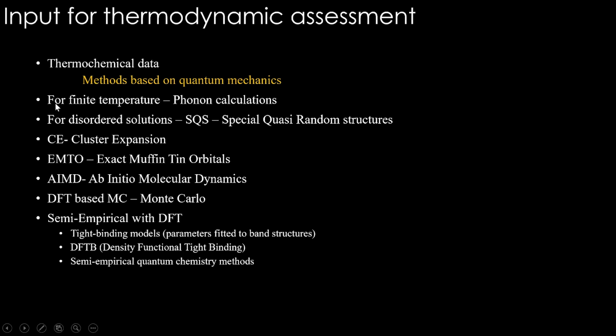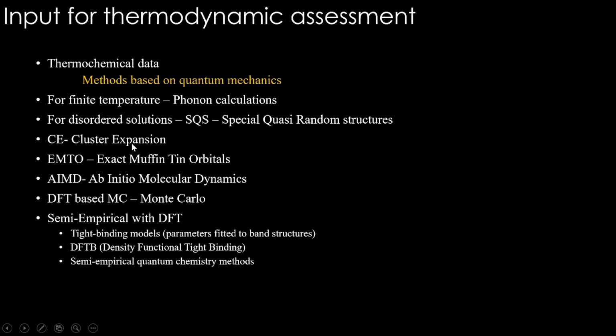Okay. So we said 0 Kelvin temperature, 0 Kelvin energies we are getting. But what about the practical high temperature energies? We call them finite temperatures. So for finite temperatures, we need to do something called phonon calculations, and they will be taking care of the vibrational thermodynamics. Okay. Then for disordered solutions, there is something called special quasi-random structures. They can give different structures for disordered solutions that can be used for calculation.